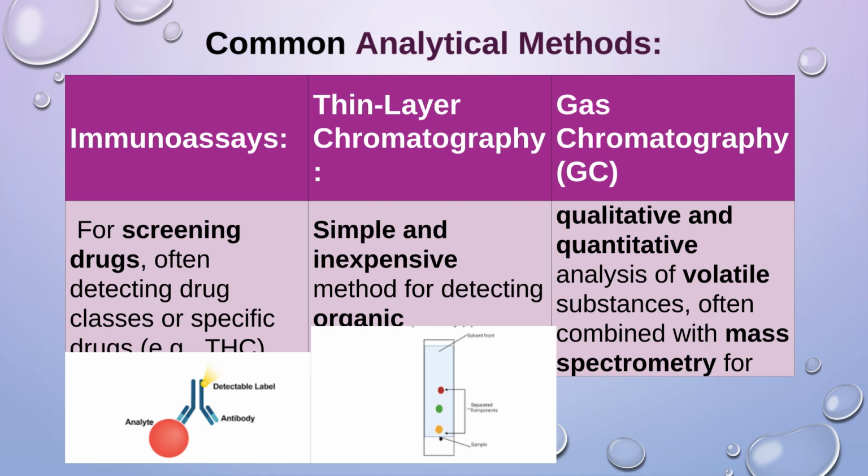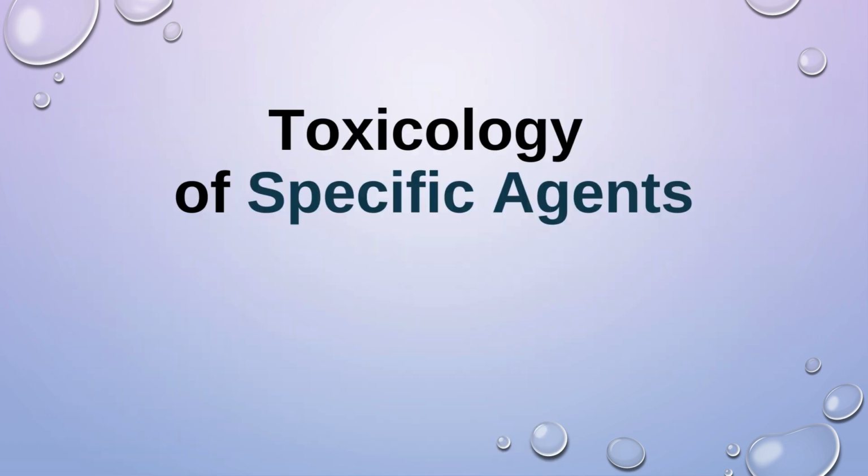So, what are the common analytical methods used in toxicology? The most common, we have the immunoassays for screening drugs, often detecting drug classes or specific drugs like your tetrahydrocannabinol, your THC in marijuana or Mary Jane. We also have thin layer chromatography, simple and inexpensive for organic substances, and the GC for both. GC is very useful in qualitative and quantitative analysis of volatile substances, and often combined with mass spectrometry.